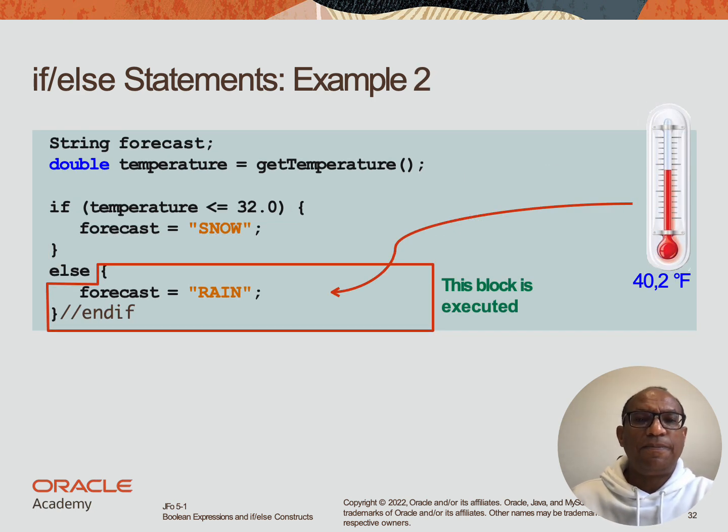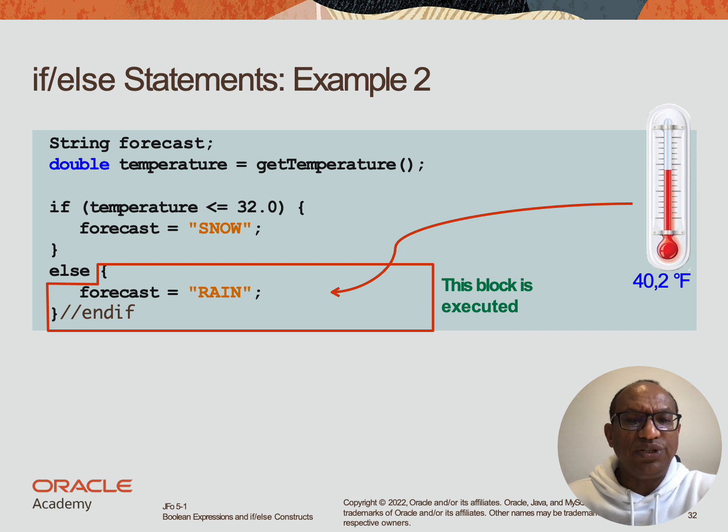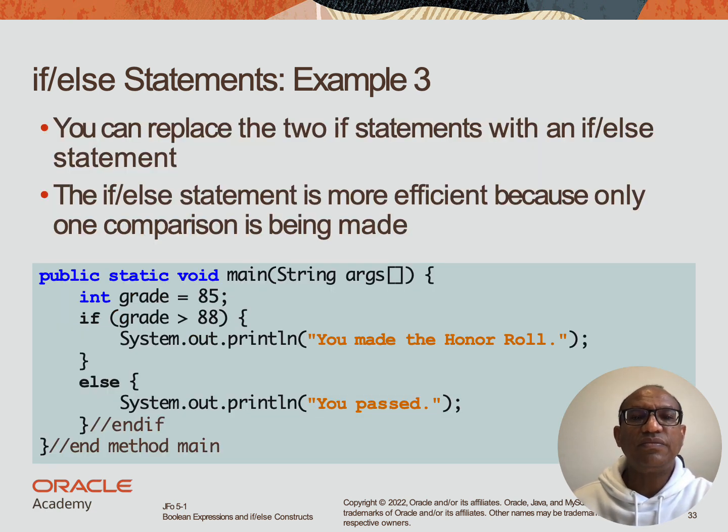Here's another version. When the temperature is 40.2, the condition is false, and the rain block is executed. This slide demonstrates an if-else example. The getTemperature method returns the temperature as 40.2. In the if-else statement, since the temperature is not less than or equal to 32 degrees, the Boolean expression, temperature less than or equal to 32.0, returns false, and the else block is executed. This example shows how if-else is more efficient than two separate if statements. It only evaluates one condition.